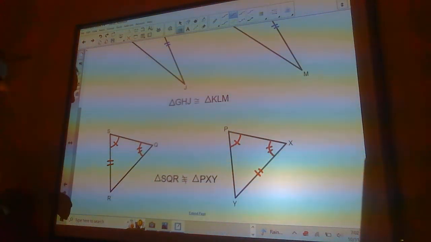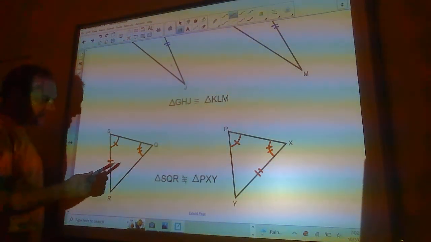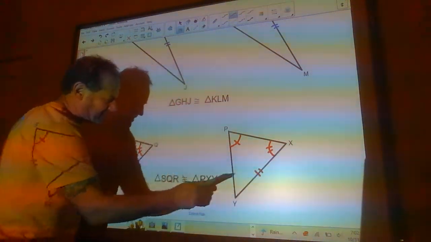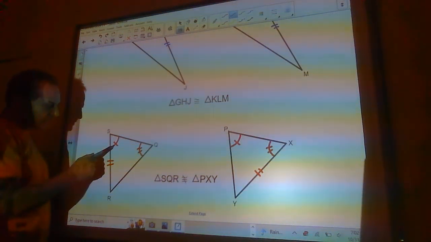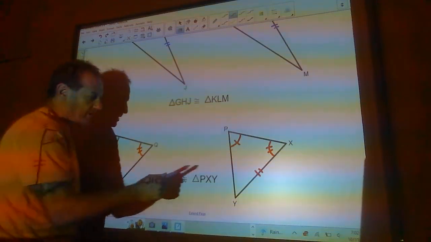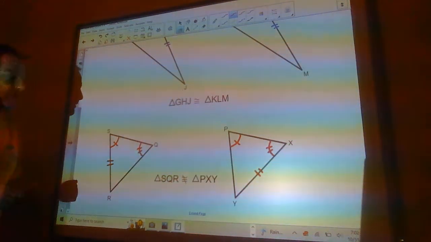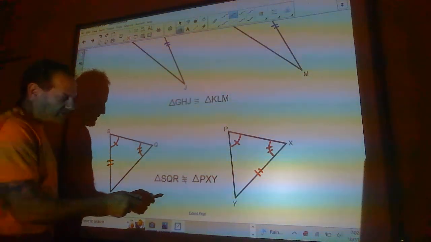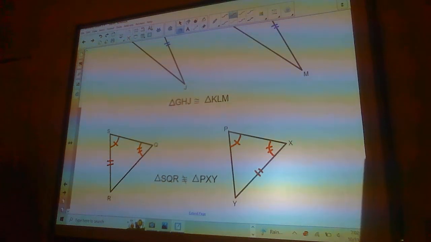All right, here's the other example. I've got an angle, angle, side, and I've got an angle, angle, side, but this is not the same side as this one. This is the side that's next to the angle with one mark. This is the side that's next to the angle with two marks. So notice this is a not congruent situation. Be very, very careful of that.